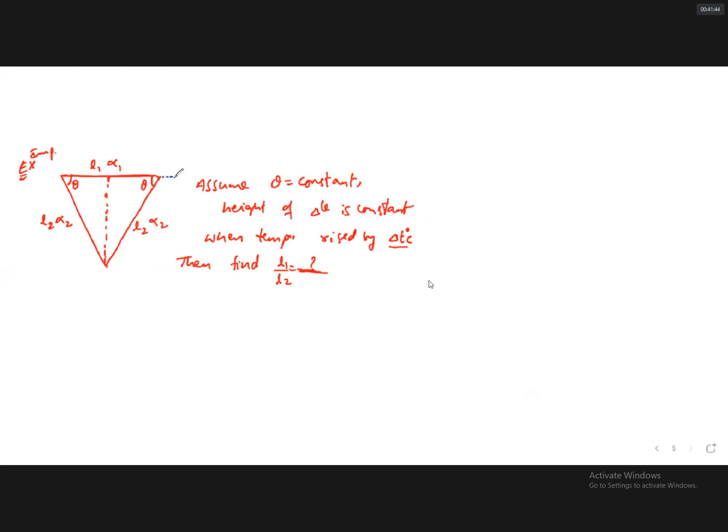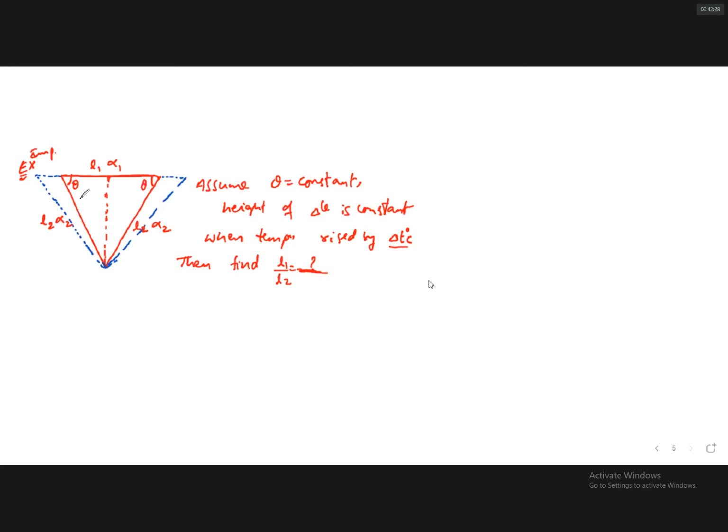As the temperature increases, all the rods expand.